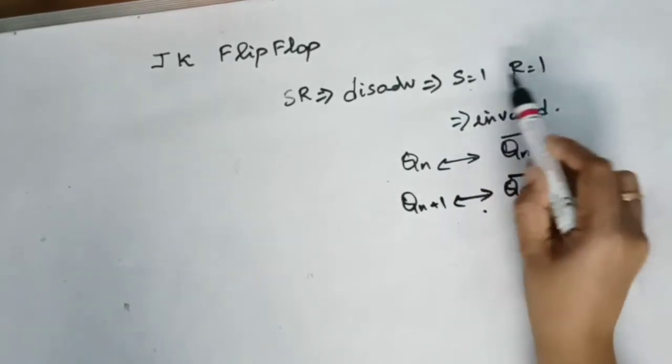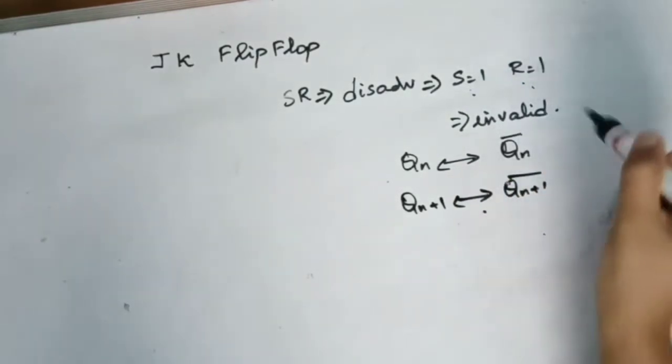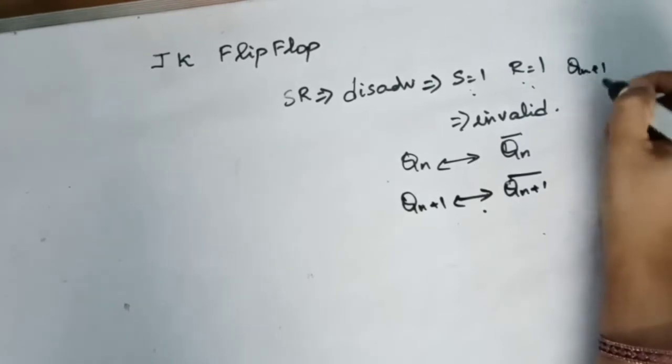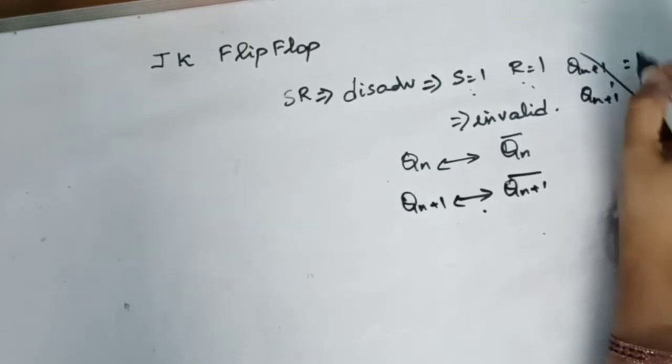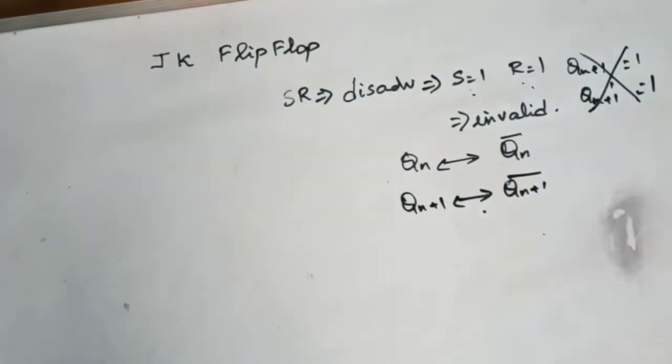In this particular case, S equal to 1, R equal to 1, my Qn plus 1 and Qn plus 1 bar are equal to 1. That is, they are not complements of each other. So it is an invalid state. We can't take that particular state. So that was the disadvantage of SR flip-flop. Moving on to the JK flip-flop.